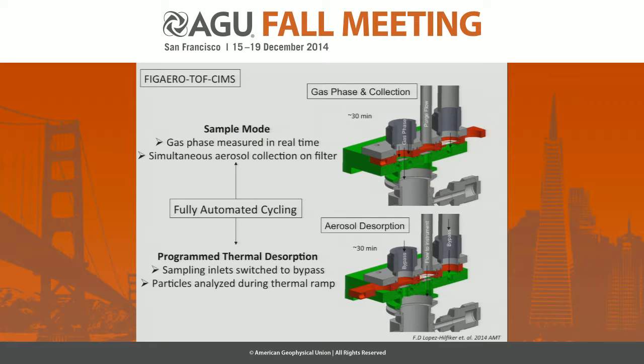Just a little bit of background on what you need to know about the Figaro, and if you want details, you can look at our paper in AMT. We use a Teflon filter to collect particles. We have a blanking mechanism, which uses a secondary filter. Then we couple this to a time-of-flight mass spectrometer with a chemical ionization interface, and we use iodide ions, which result in very minimal fragmentation, a soft ionization method for gas phase components. Then we use a heated gas to desorb components from the aerosol.